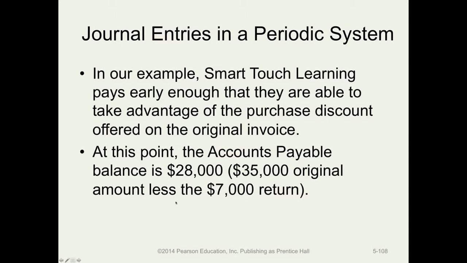In our original example, we know that Smart Touch paid early and got the discount, and it's the same here. We're going to assume that there is a return. We'll go through the journal entries in a minute, as we did throughout the chapter. So there is a purchase return, and we know that the return was for $7,000. So the net amount of the invoice is $28,000 at that point, or I should say the net amount of the payable.